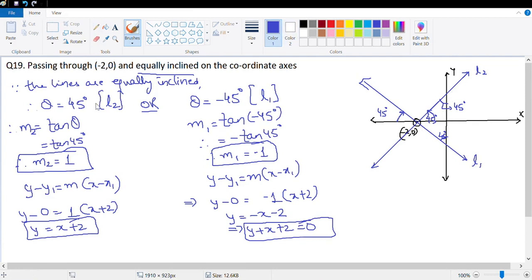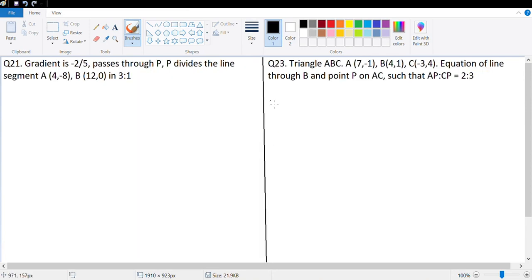Wonderful. Let's look at the next question, and the next question that we'll do will be question number 21. So question number 21 says, write down the equation of the line whose gradient is negative 2 by 5. I hope you remember this term gradient. Gradient is another term for slope. Yes, I talked about it in the beginning of this video or the previous video. Slope is given as negative 2 by 5.